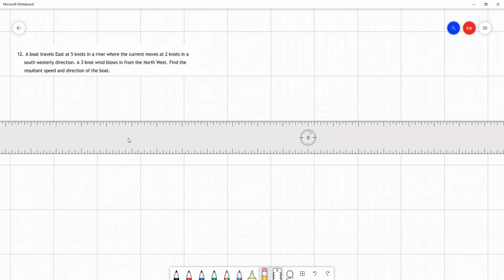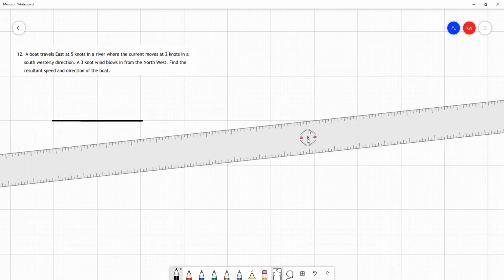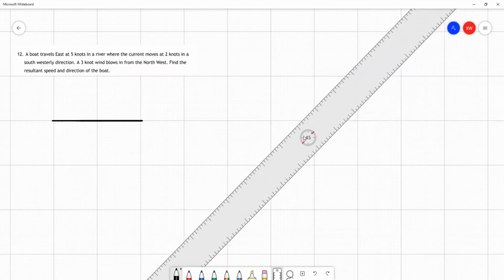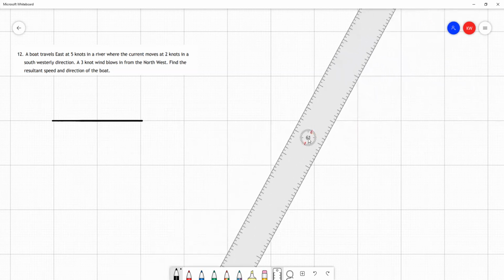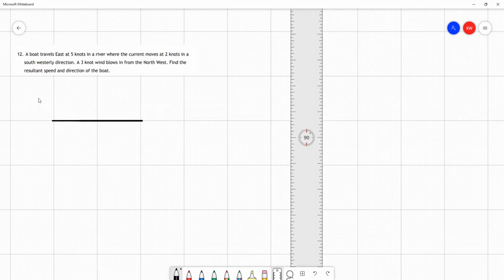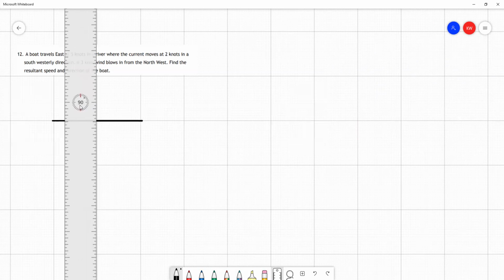So we'll draw a line representing the horizontal. In this case, because we're working with compass directions, this line is the line along which we're going to represent east and west on our diagram. And then we're going to draw another line vertically that's going to represent north and south. So we just turn our ruler like so. And this is our compass point.